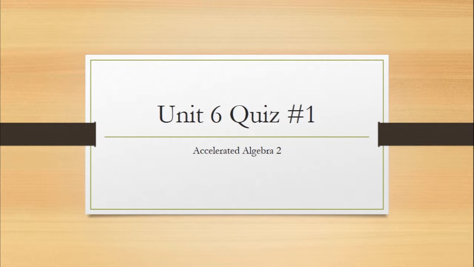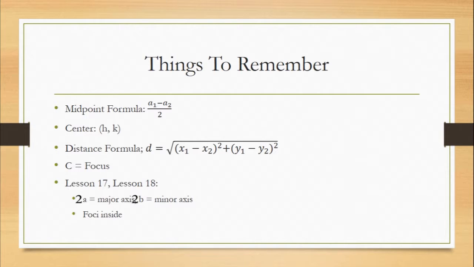This is Unit 6, quiz number 1 for Accelerated Algebra 2. Now, to start things off, we want to remember a bunch of key things. You know, midpoint formula, which is the average of 2 points. You want to know the center of something, which is (h, k). You want to know distance formula, which is distance is equal to the square root of (x1 minus x2) squared plus (y1 minus y2) squared.